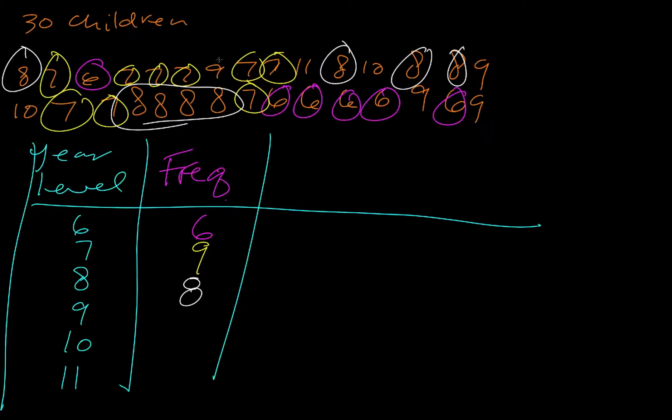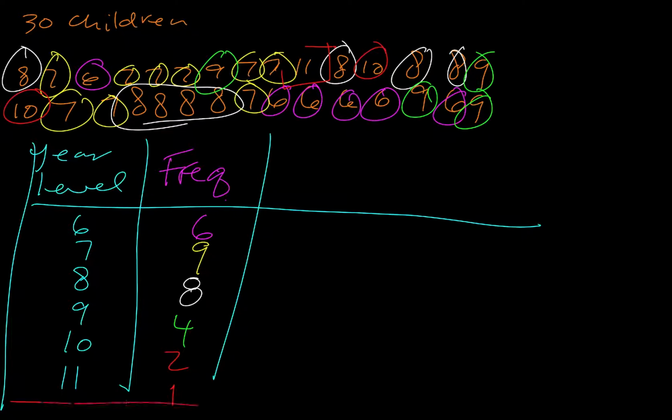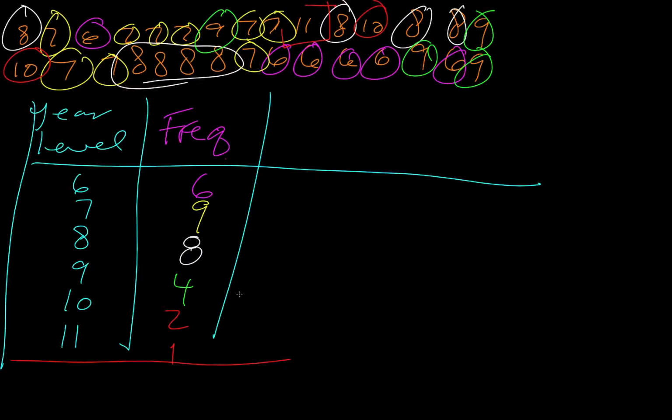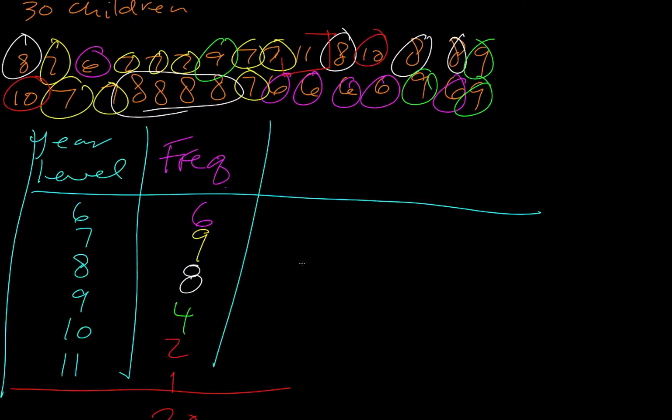Then we count the 9s. 1, 2, 3, 4. 4 9s. 2 10s. And there's just this 1 11 right here. Okay, so that's our frequency. As a double check, we want to make sure this adds up to our total, which is 30. So if we plug that into a calculator, we'll see that that's 30.